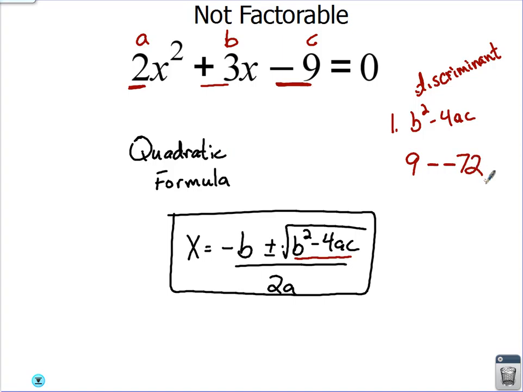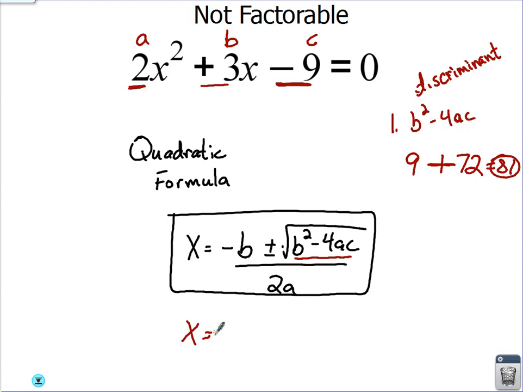Negative 72. Good. So b squared minus 4ac is 9 minus negative 72, minus minus is a plus, which gives me 81. Since my discriminant is positive, I can finish the problem now. And you just did the hardest part of that whole problem. Once you get b squared minus 4ac out of the way, the rest of it is easy.